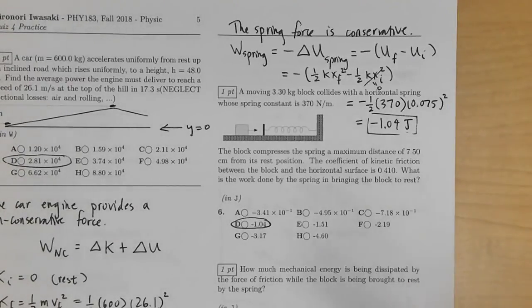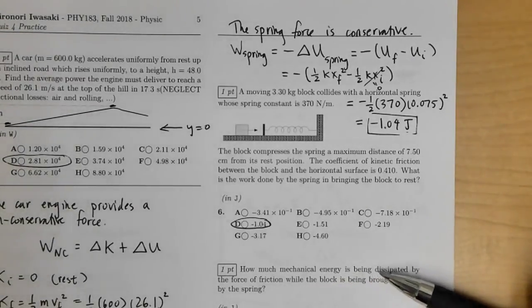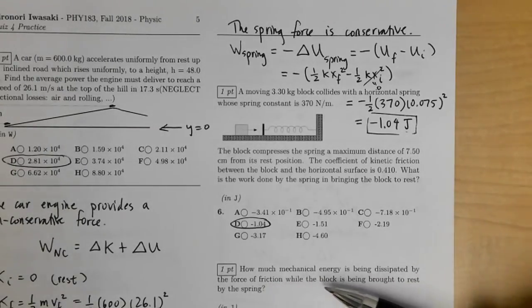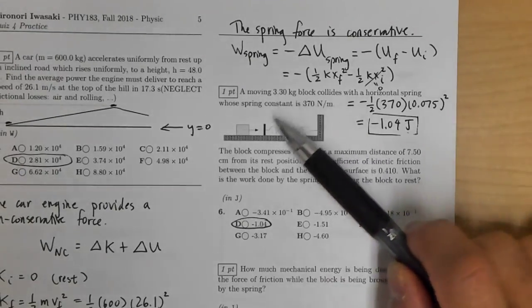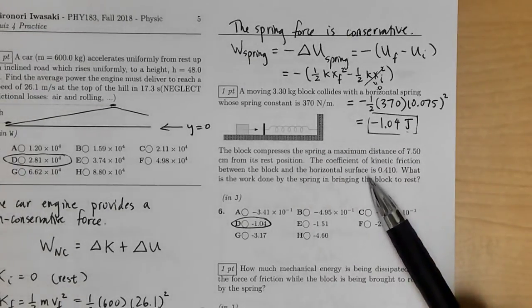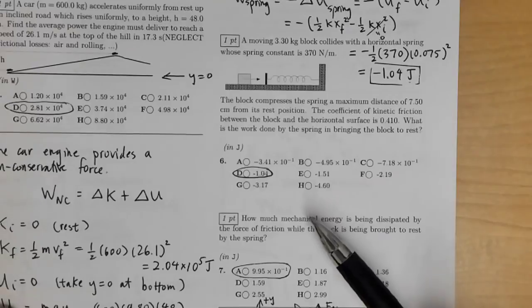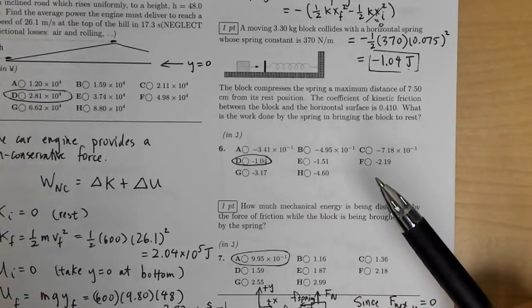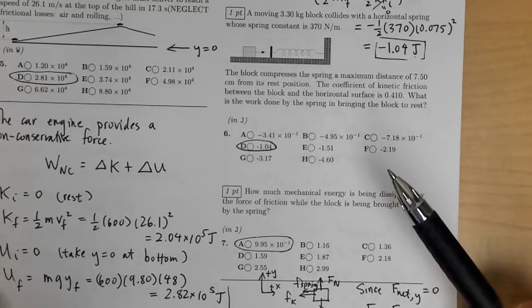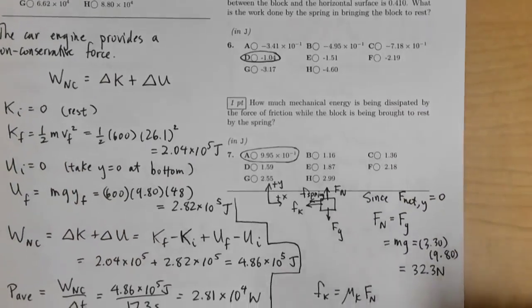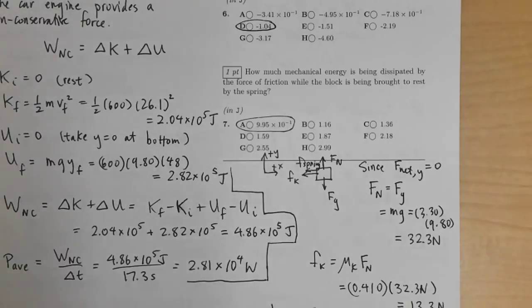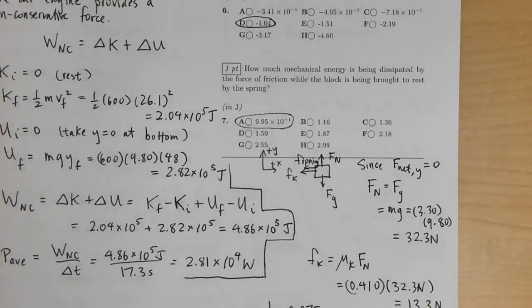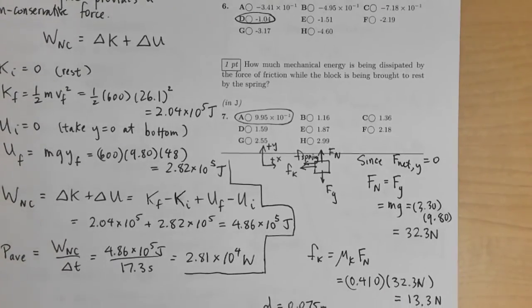Number 7, how much mechanical energy is being dissipated by the force of friction while the block is being brought to rest by the spring? Okay, in this problem they've given us quite a lot of information, so we can get this answer from the work energy principle or just directly calculating the work that friction is doing. I suspect most of you will probably just do a direct calculation of the work done by friction because that's maybe more straightforward. Okay, so let's do it that way.